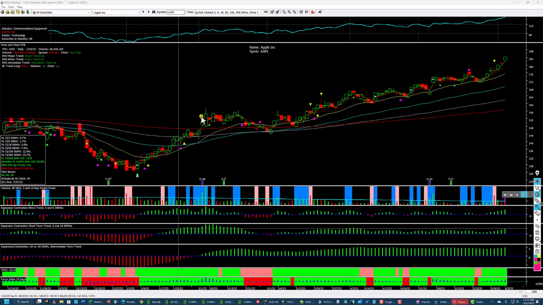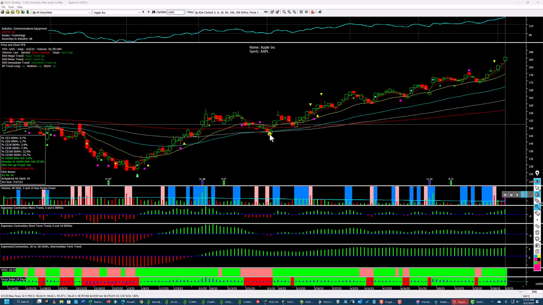Now, the way I've set this system up is that I'm looking for pullbacks where the 3 goes below the 6, and then it finds support, contextual support within the moving averages, and that's what happened right here. Somewhere in this area right here, as it pulls back and then it crosses over again.